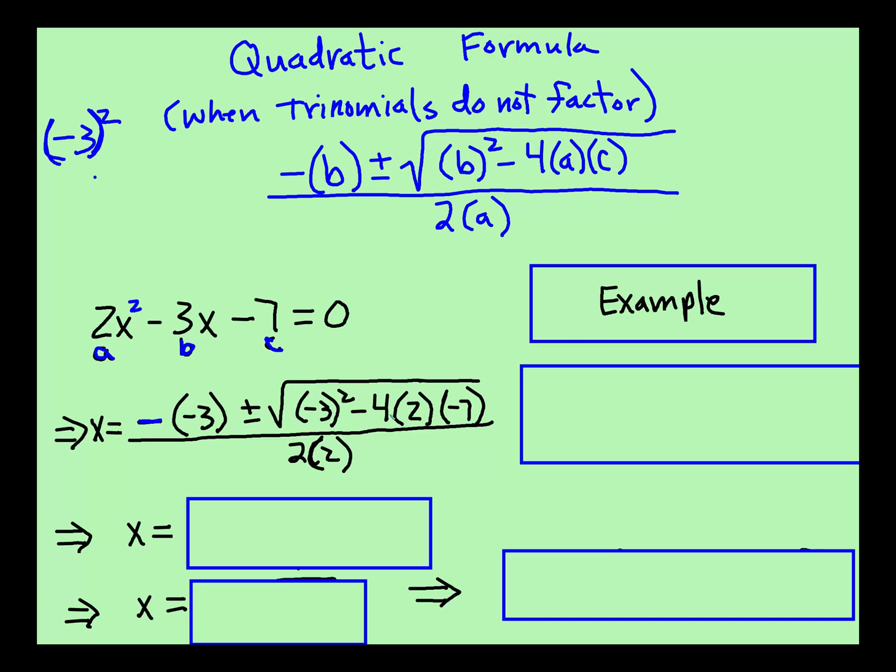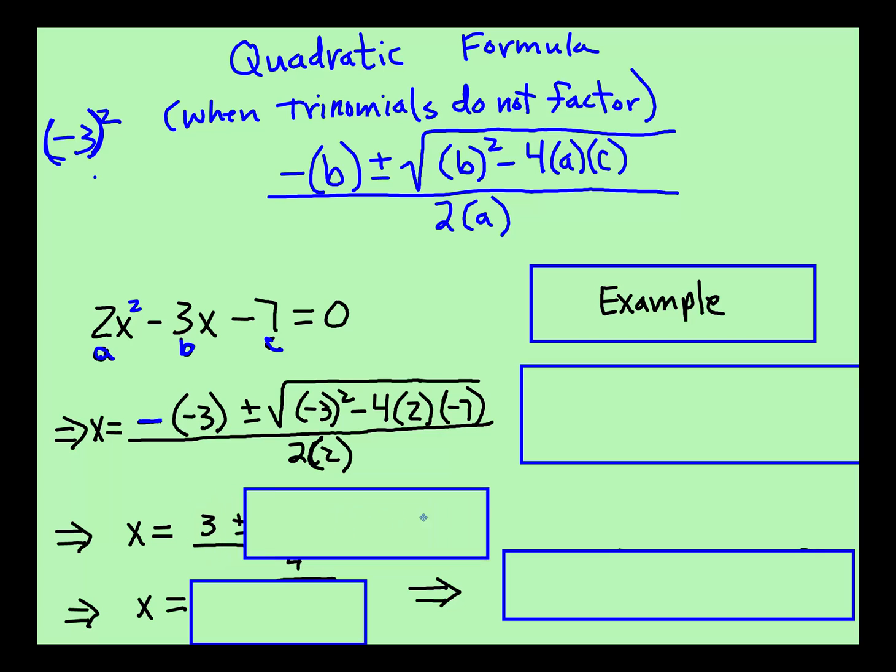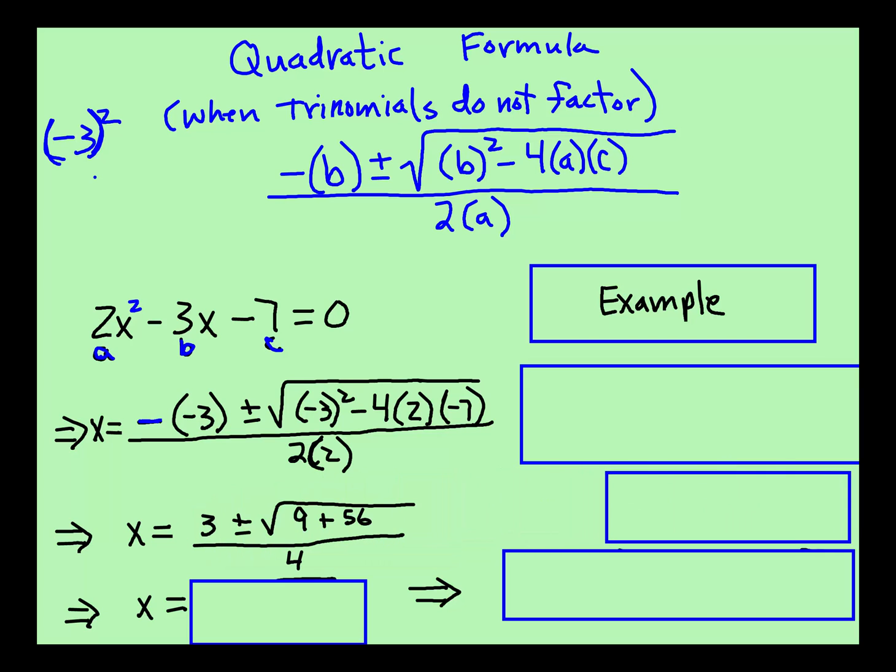Subtract 4 times, so this is the negative 4 times the A and the C. A is 2, C is negative 7, all over 2 times A, which is 2. And then you simplify all of that. The opposite of negative 3 is 3. Negative 3 squared is 9. Negative times a negative is a positive. 4 times 2 is 8, times 7 is 56, all over 2 times 2, which is 4. You're going to simplify it underneath the radical sign, which adds to 65.